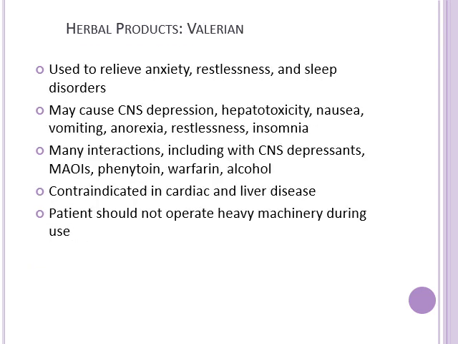Then we have valerian, also an herbal. It's used to relieve anxiety, restlessness, and sleep disorders. It may cause CNS depression, hepatotoxicity, nausea, vomiting, anorexia, restlessness, insomnia. Many interactions, including with the CNS depressants, MAOIs, seizure medications, warfarin, and alcohol. It is contraindicated in cardiac and liver disease. The patient should not, once again, operate heavy machinery during its use.